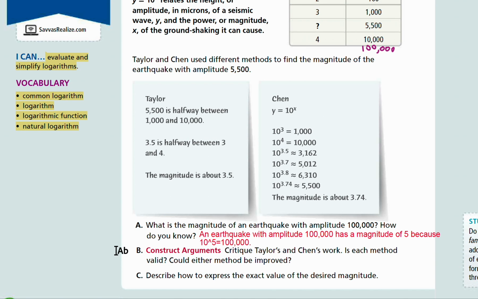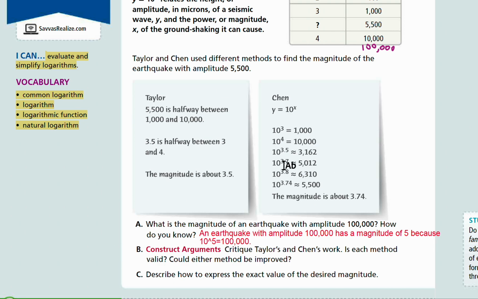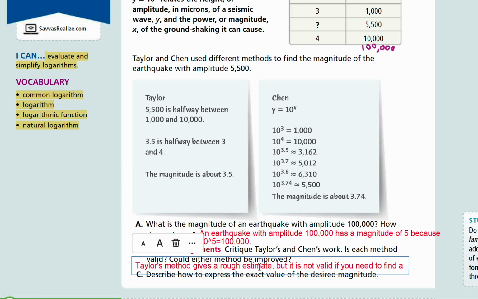Part B. Critique Taylor's and Chun's work. Is each method valid? Could either method be improved? So Taylor's method is a rough estimation, right? Chun is more accurate, obviously, but you do have to plug in one by one. That takes time. So we can write that. Taylor's method gives a rough estimate, but it is not valid if you need to find a more precise value.